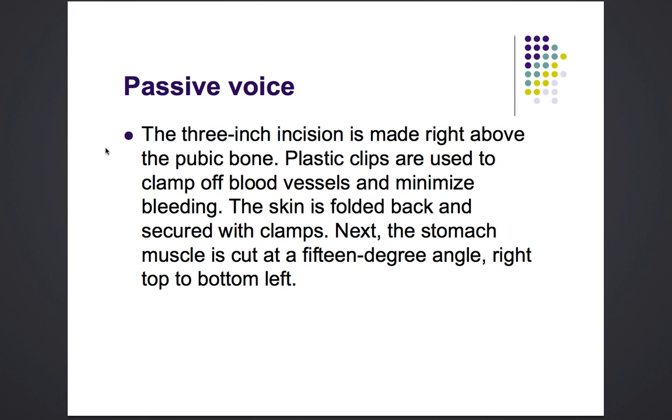For example, the 3-inch incision is made right above the pubic bone. Plastic clips are used to clamp off blood vessels and minimize bleeding. The skin is folded back and secured with clamps. Next, the stomach muscle is cut at a 15-degree angle, right top to bottom left. As you can see here, this is a description of surgery, and this does not name the actor who is doing it. It's just describing the action, and so passive voice is being used here. "Is made" rather than "made."